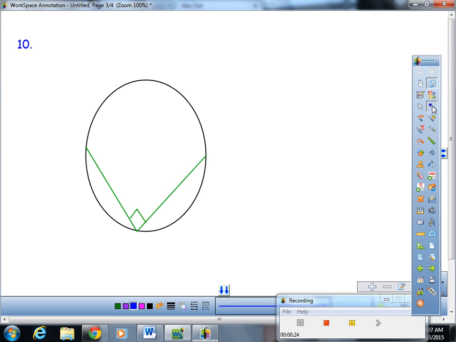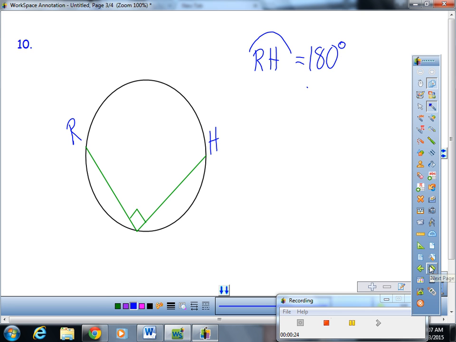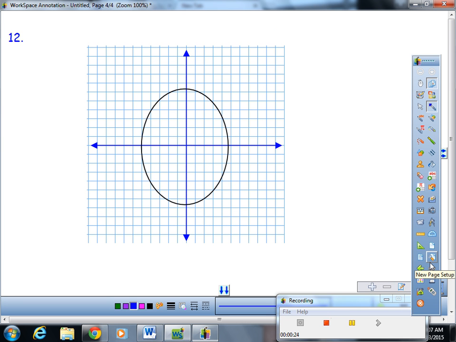Number 10 asks for the measure of arc RH. This might be new notation for you guys. That is the measure of an arc of a circle. You measure arcs in degrees. They also have lengths, but lengths are not measured in degrees. They're measured in like inches. So since that's 90, the measure of arc RH is going to be 180 degrees, and that makes it a semicircle.